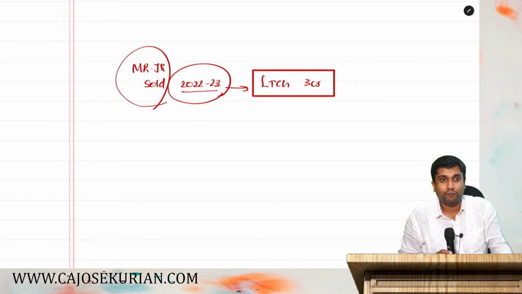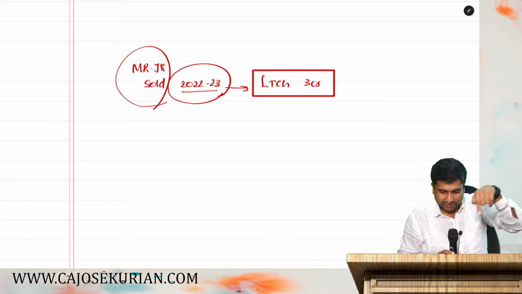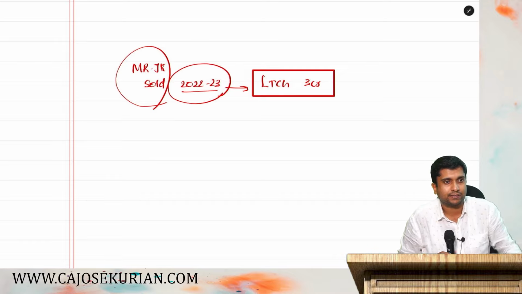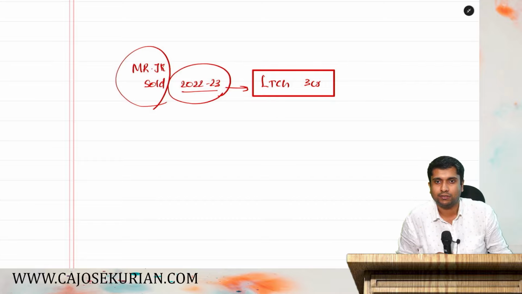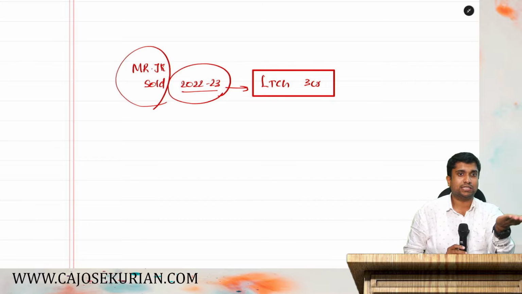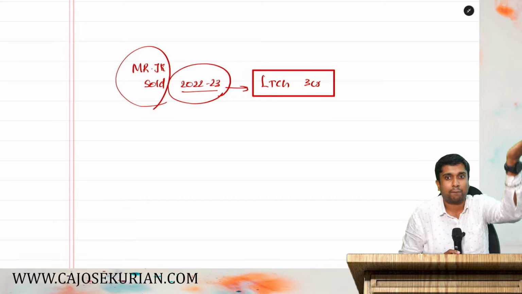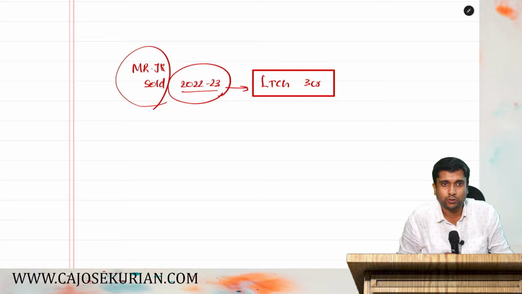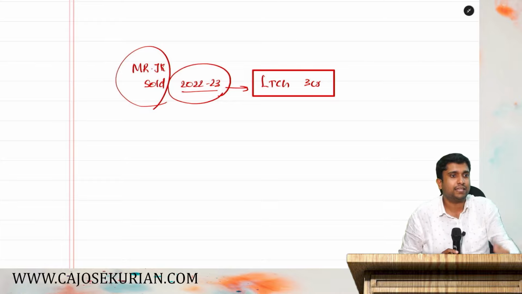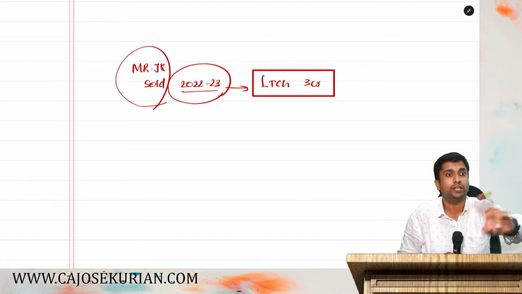What to do? When should I claim exemption? Either in the year of transfer or in the year of purchase. What's your opinion? When should I get the exemption? Year of transfer, because that's when there is a capital gain liability. From the liability, you have to give exemption. Yes or no? But there is a problem. You haven't invested the amount in the year of transfer. You have time up to 2 years or 3 years.